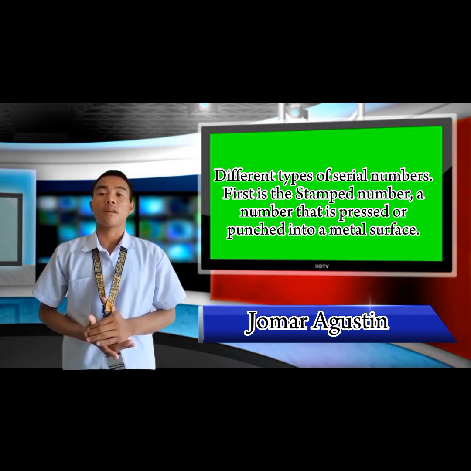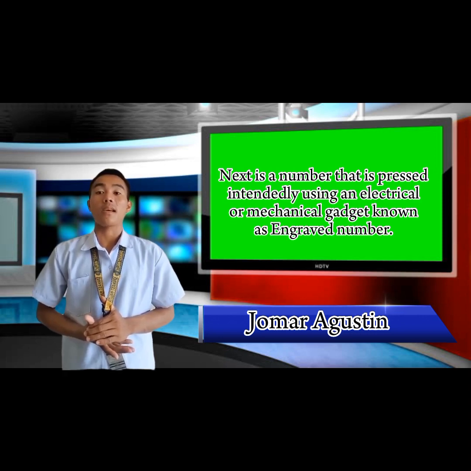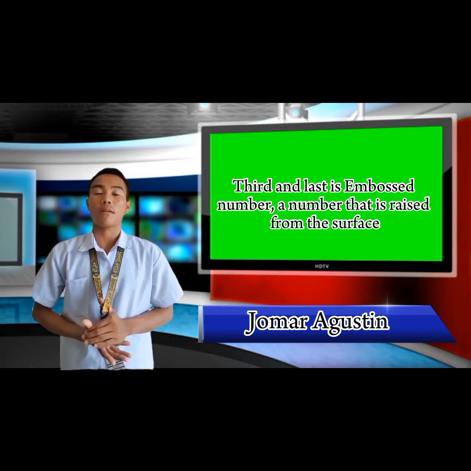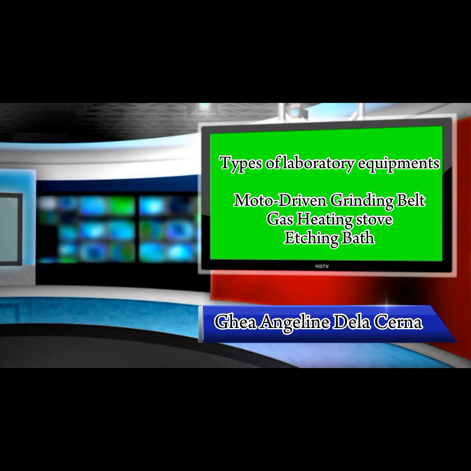First is the stamp number, a number that is pressed or punched into a metal surface. Next is a number that is pressed intentionally using an electrical or mechanical gadget, known as an engraved number. Third and last is the embossed number, a number that is raised from the surface.